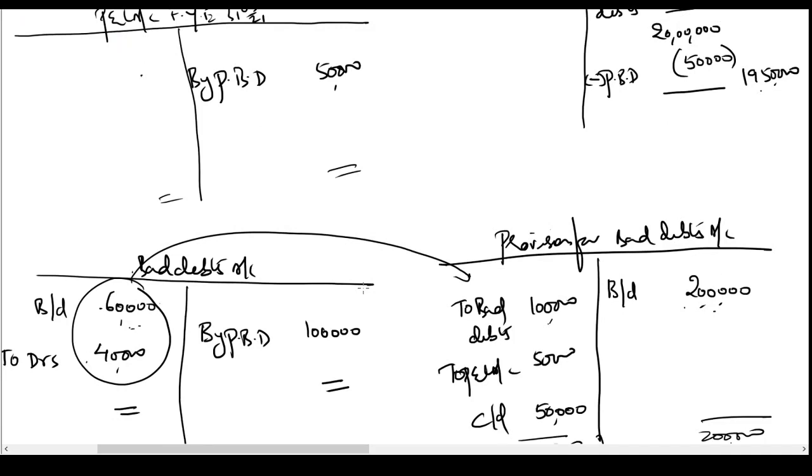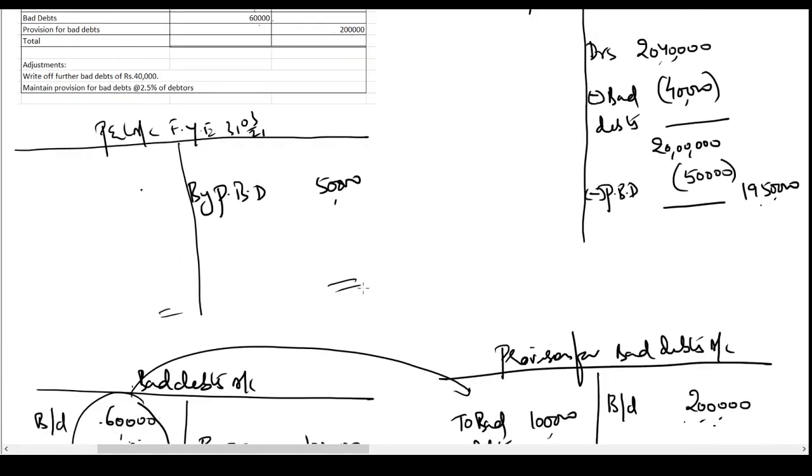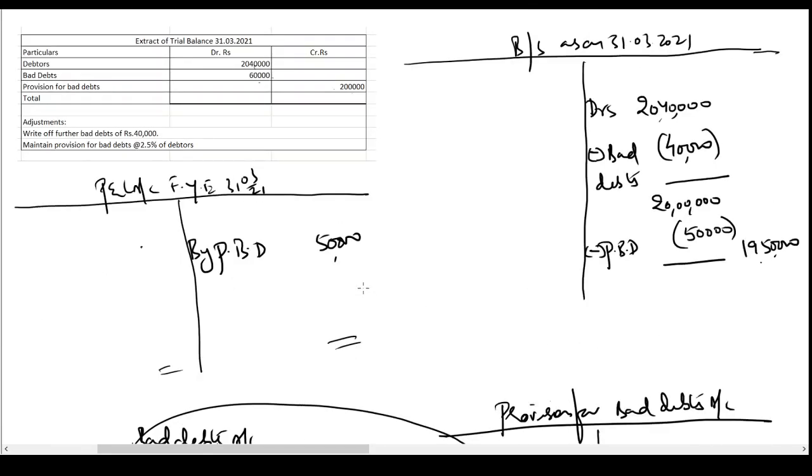The provision account was debited and P&L account is credited. So this is how you deal with a problem where you have an excess provision. So it is transferred back to the P&L account.